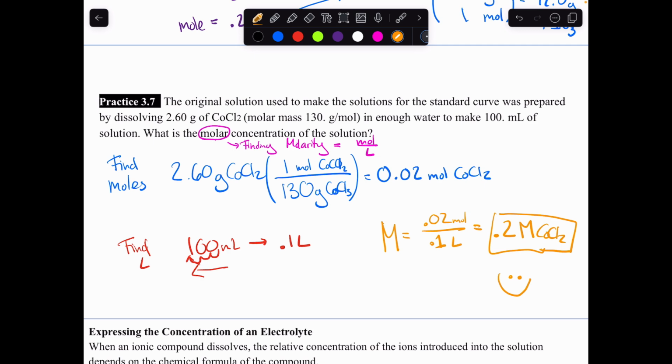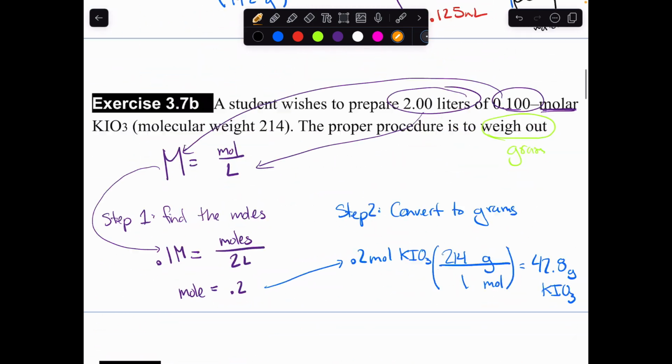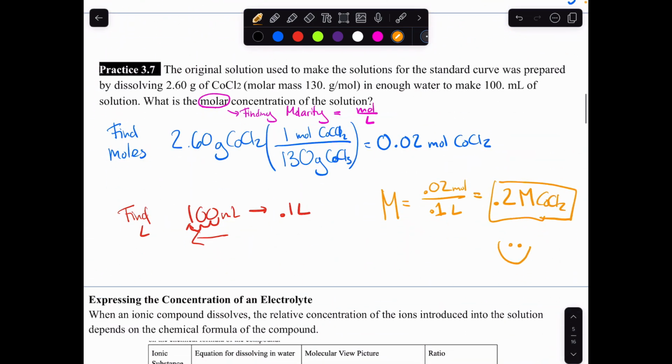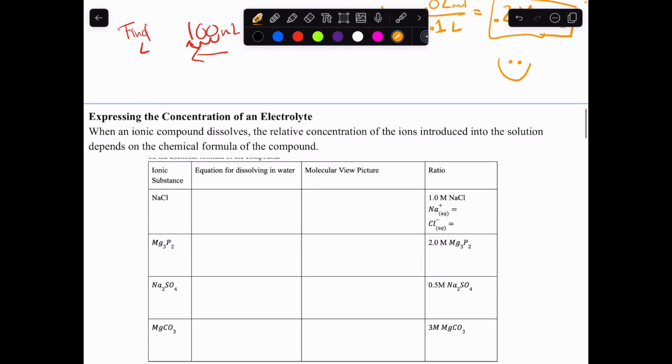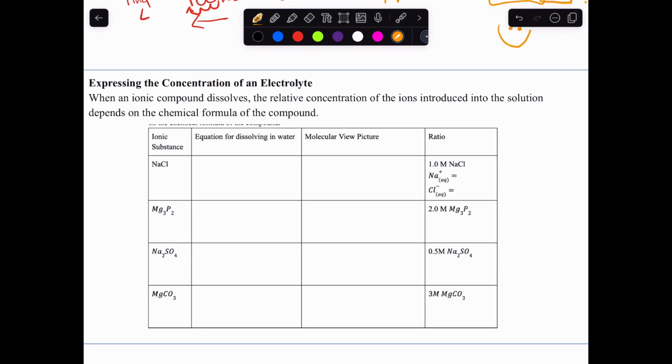Homework 3.7 will have a lot of different problems like these 3. So if you get stuck on any of those, you can come back and reference these in your notes. The next thing we're going to look at is what goes on when an ionic compound dissolves. Keyword here, highlight this, ionic compound.